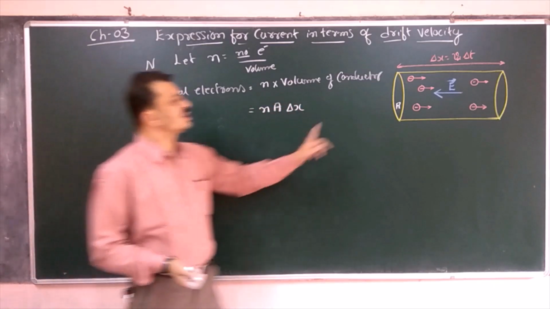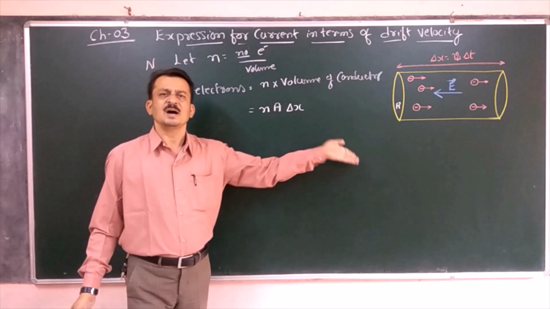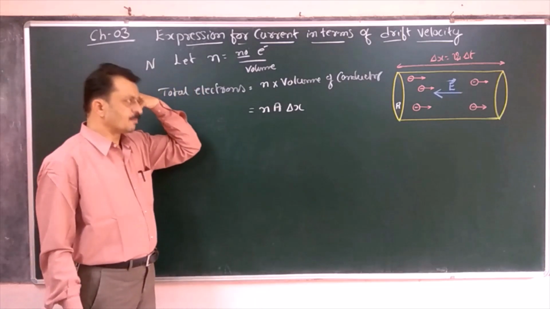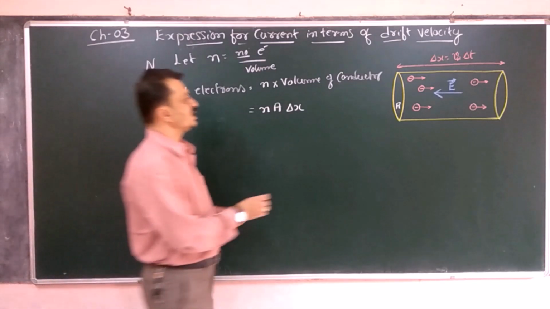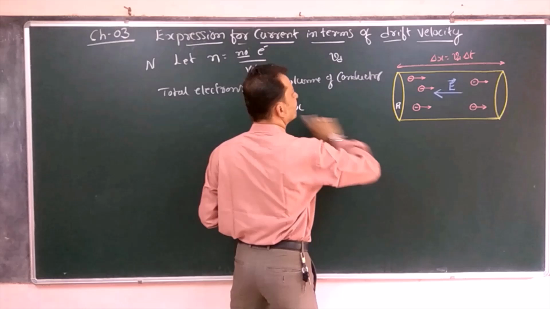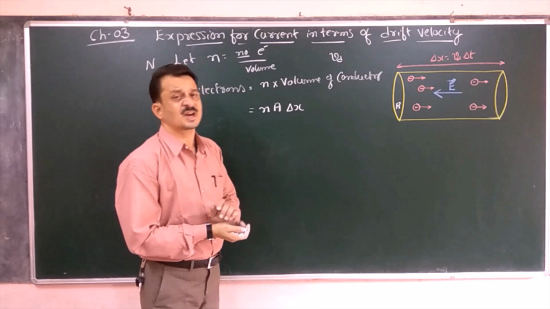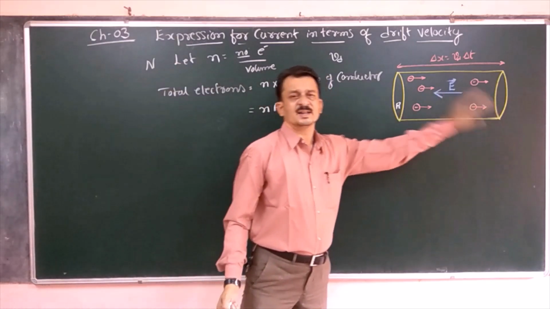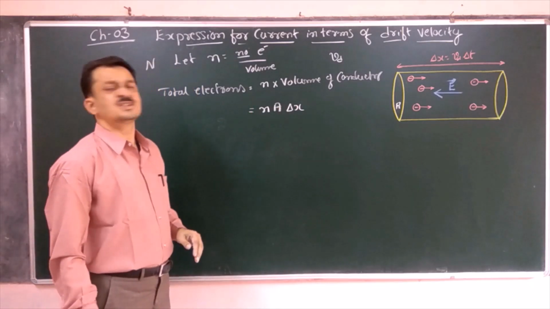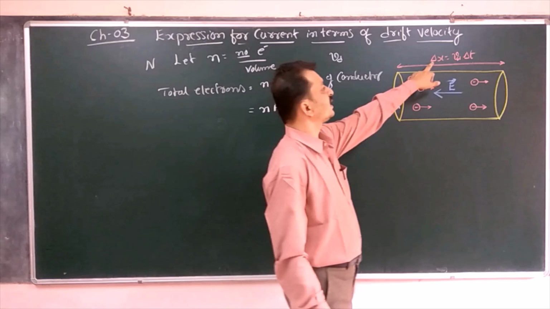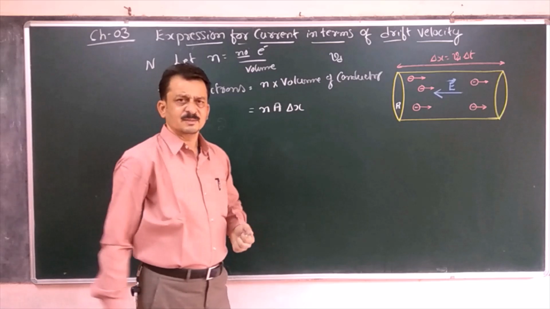Now these electrons are drifting with a drift velocity Vd because of the applied electric field. When the electric field is applied, the electrons start drifting with a drift velocity Vd. Then what is the total distance traveled from one end to the other end by the electron? For an electron to move from one end to the other, the distance traveled is the length of the conductor, which we call delta x. How does it come? We have written it as Vd into delta t.